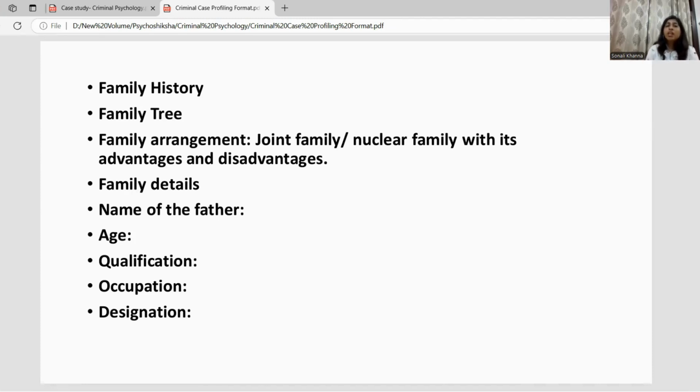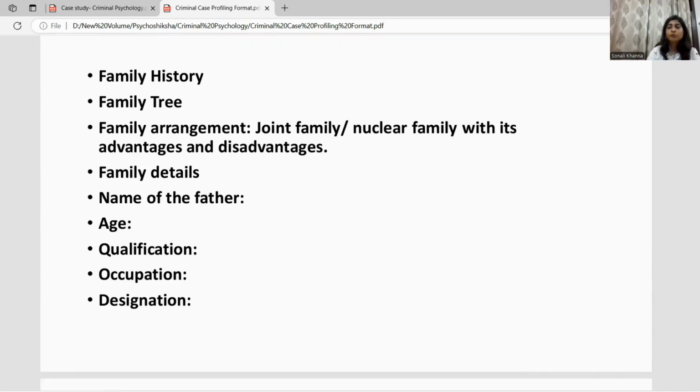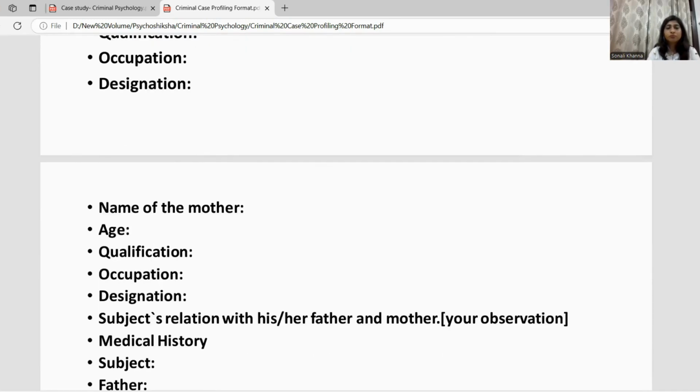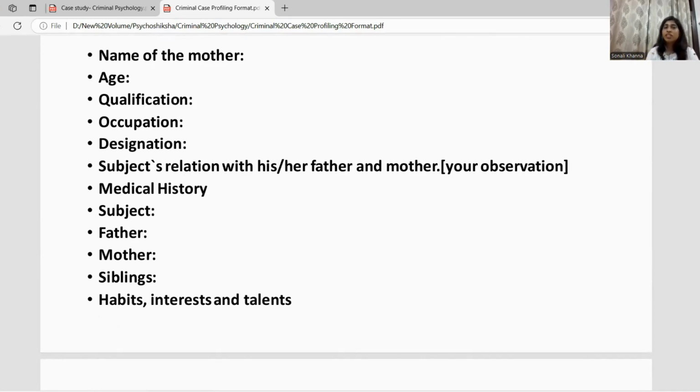Okay. Then coming to family details, which have the name of the father, age, qualification, occupation, and designation of the father. Moving on, name of the mother, age, qualification, occupation, and designation of the mother, and the subject's relation with his or her mother and father. You can write about your observation, what you have interacted with your client, what your client is telling you, what parents are telling you, what any other source, for example, police or lawyer, is telling you. You have to complete it here.